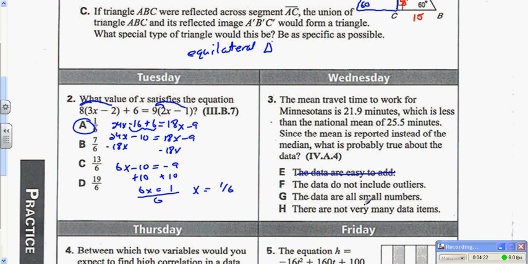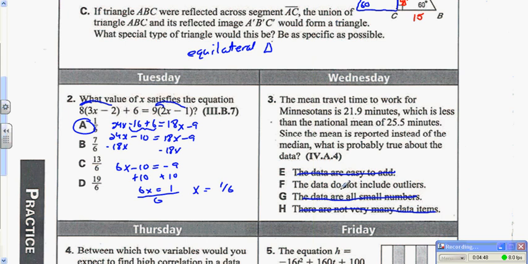There are not very many data items. Well, from that information in the word problem, we won't be able to tell this. And the data are all small numbers. Now 21.9 and 25.5 for mean time, they don't seem that small, so I'm not quite sure where this one's going. But they do not include outliers.